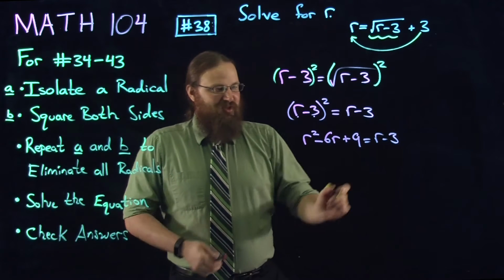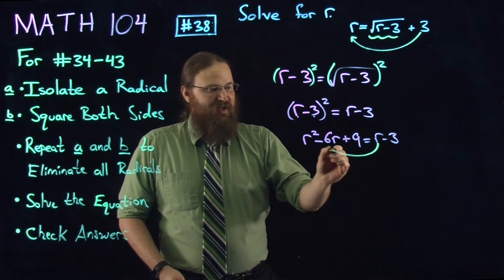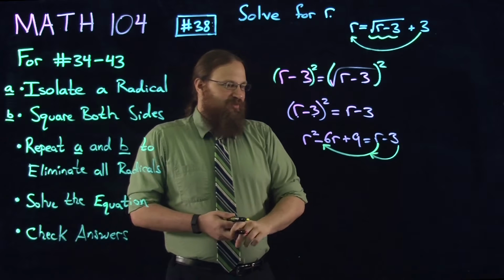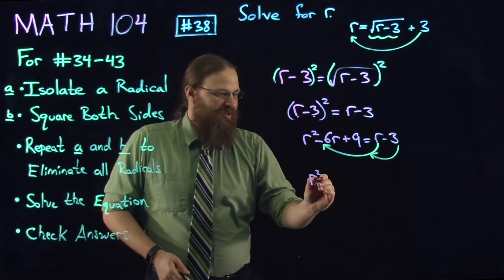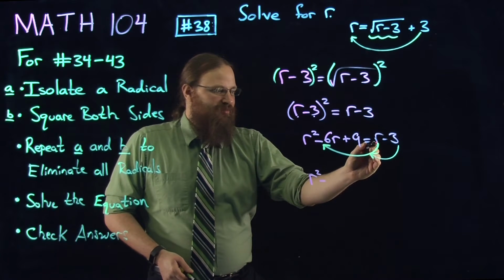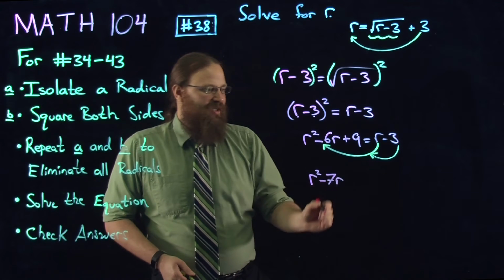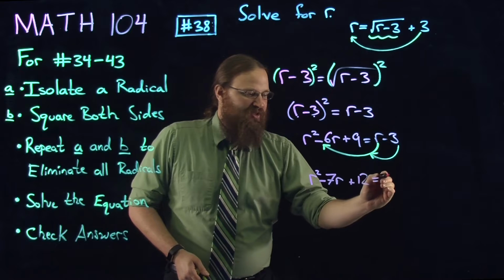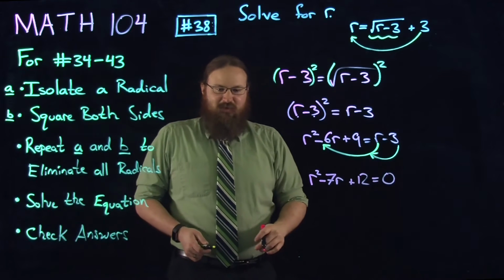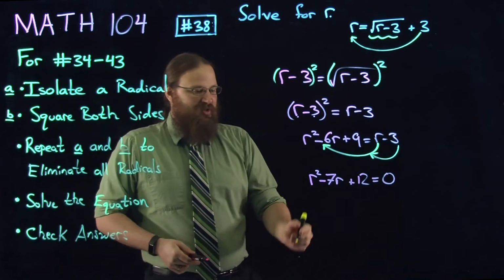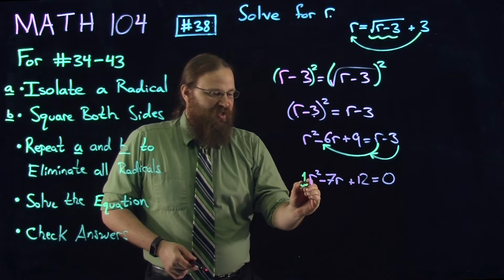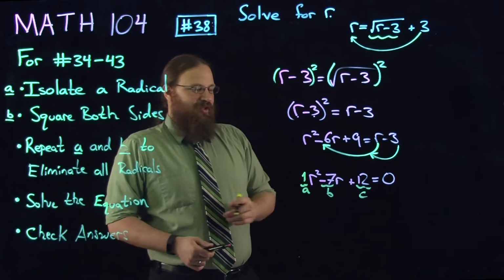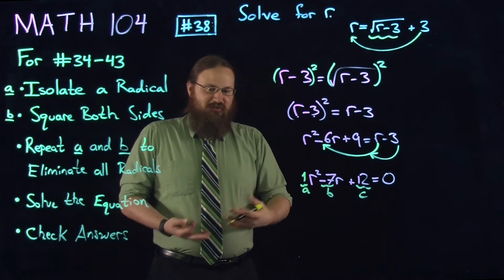Subtract a little bit, get everything onto the left-hand side. We'll subtract the r and we'll add the 3. This leaves us with the equation r squared minus 6r minus r, that's minus 7r, plus 9 plus 3, plus 12 equals 0. So we have a quadratic equation to solve. And remember, with the quadratic equation, we have coefficients a, b, and c. And when we solve these, we'll be able to find the solution.